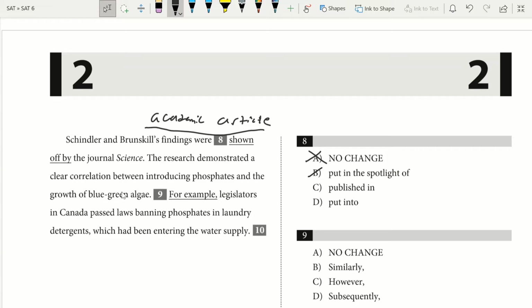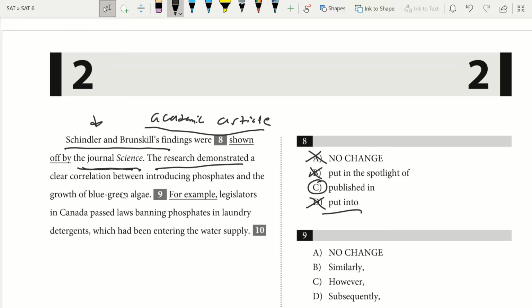"Put in the spotlight of," that's not efficient. We want to be efficient in our word choice, right? We want to say things with a purpose. And then we have "published in" versus "put into." "Put into" is too basic, it's not academic, but "published in" is, and it's showing us how these findings by the scientists are published in a journal of science, which is the correct relationship there, right? Anything that has findings is published in, right? It's not put into. All right.